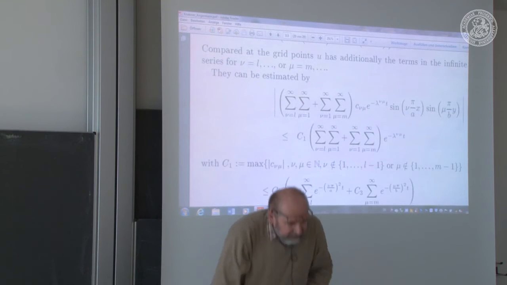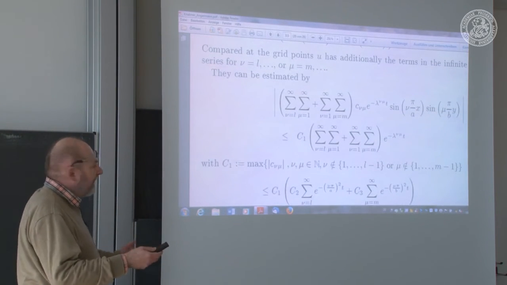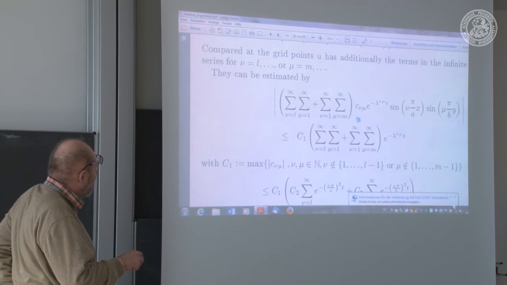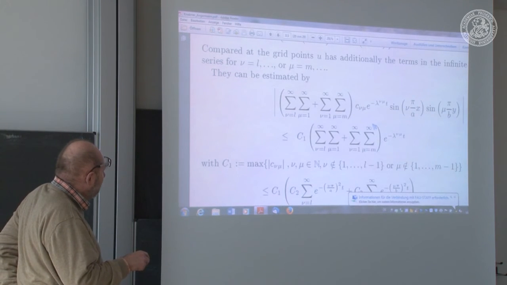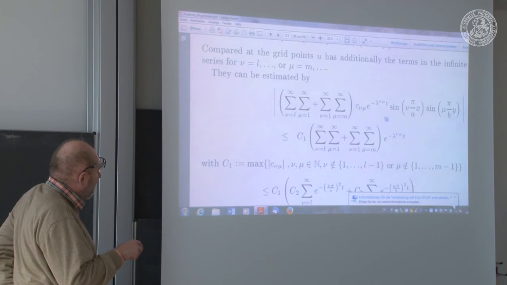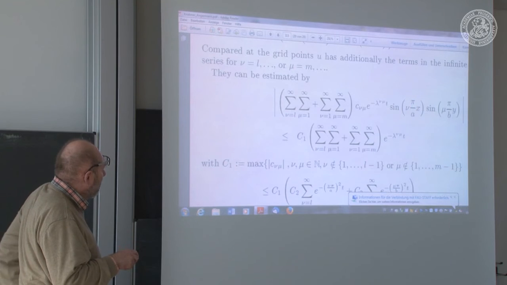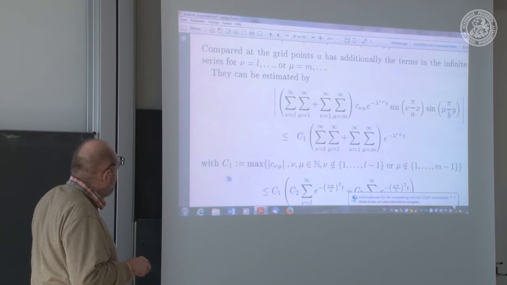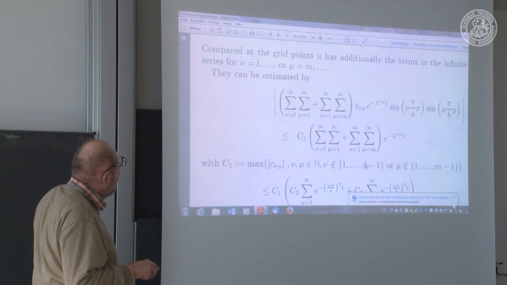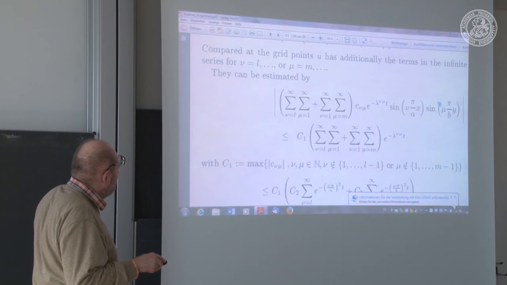So that would mean we have to estimate terms where at least one of the indices is large. Large in the sense bigger than L or bigger than M. And here we can then rely on the exponential decay of the exponential term. So that is what we would like to do. So we estimate also the Fourier coefficients just by a constant, the sine functions also by a constant. There's not so much to do apart from that.